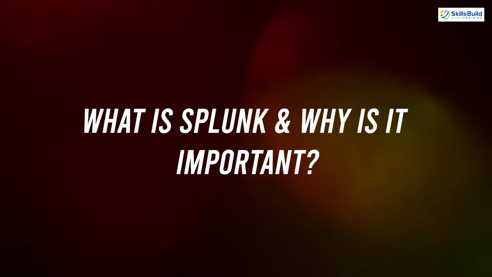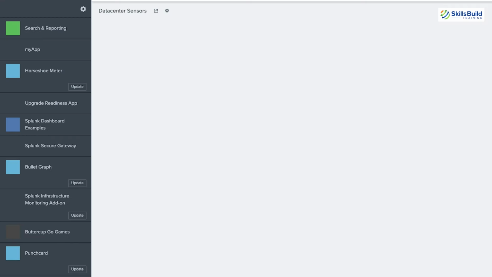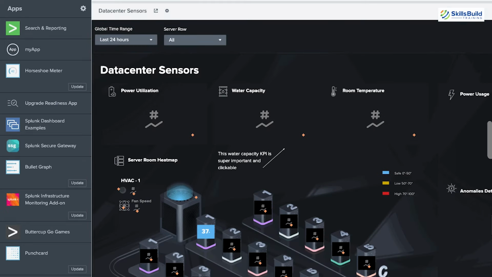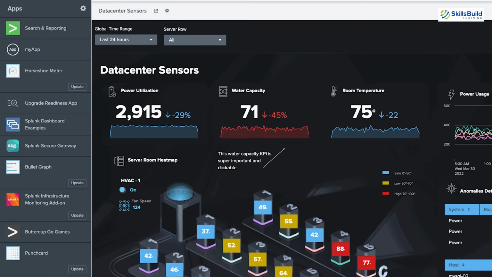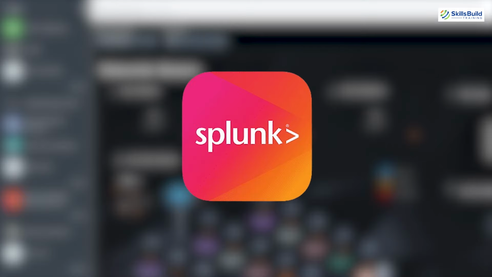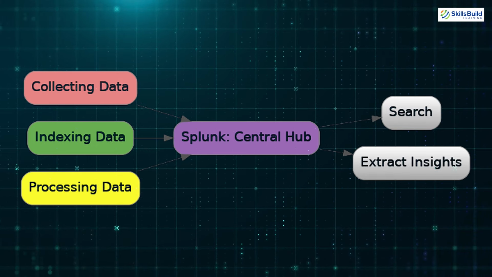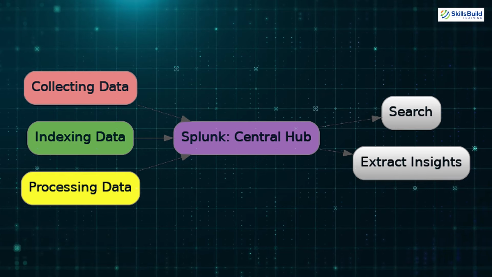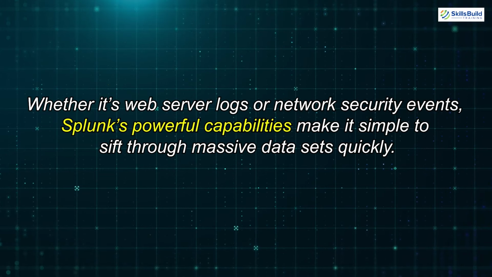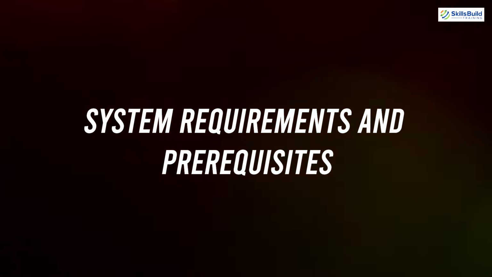What is Splunk, and why is it important? Splunk is a platform designed for real-time searching, monitoring, and analyzing machine-generated data. From servers and applications to networks and devices, machine data like logs and metrics is created constantly, and managing this data manually is nearly impossible. That's where Splunk comes in. Splunk acts as a central hub, collecting, indexing, and processing machine data so you can easily search through it to extract valuable insights. Whether it's web server logs or network security events, Splunk's powerful capabilities make it simple to sift through massive datasets quickly.